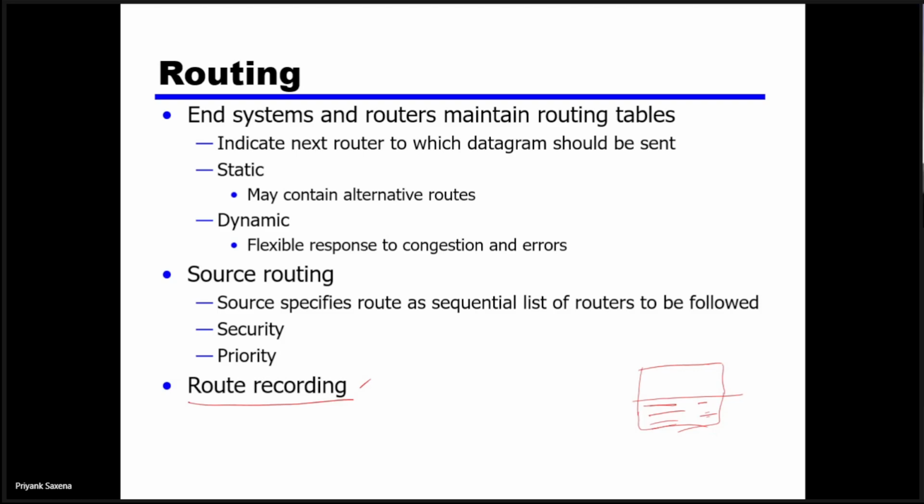Which next node it has to forward the datagram to, right? As you know, routing can be static or dynamic. Static means the route is fixed, dynamic means it is flexible, or it can be source routing, where the source specifies which route the frame should take. That is specified by the source itself.